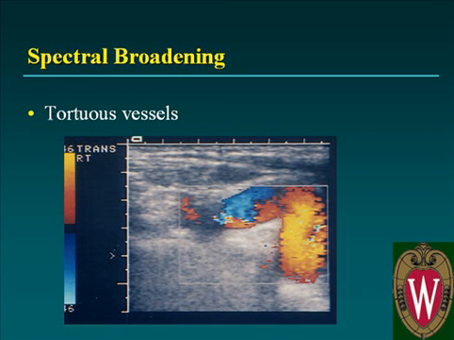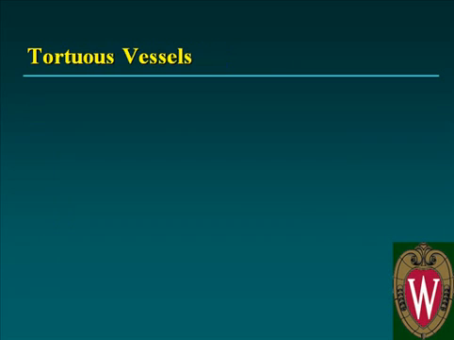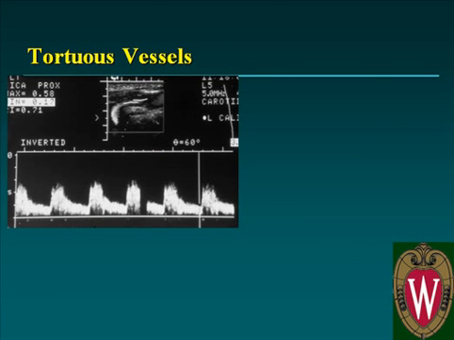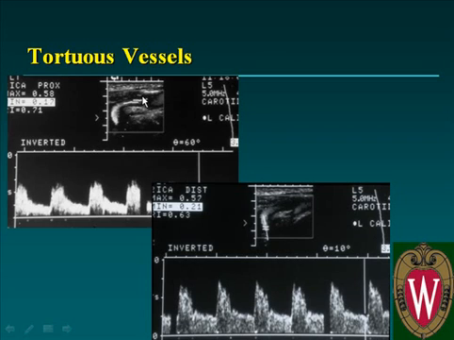Tortuous vessels are notorious for causing spectral broadening. Oftentimes, particularly in older patients, you'll see vessels that make abrupt turns. And as you can see on this color image, at the abrupt turns, the flow dynamics are changing rapidly. Here's an example of sampling prior to a turn and then after the turn, and you can see that the acoustic or spectral window is filled in after the turn because we have a broadening of the velocity spectrum, or this spectral broadening that I'm describing.